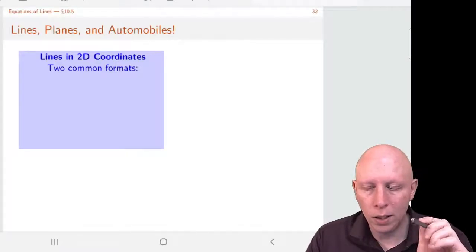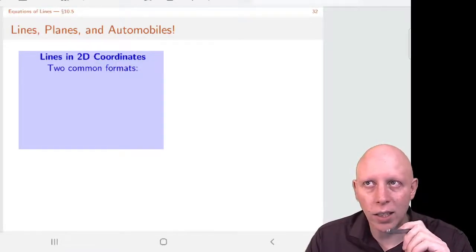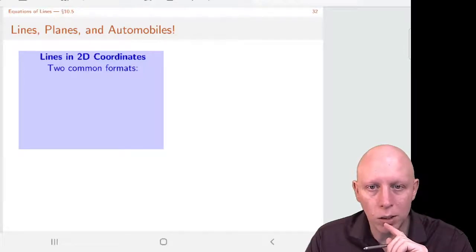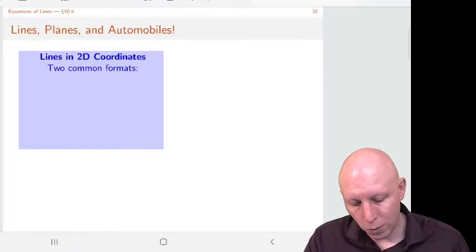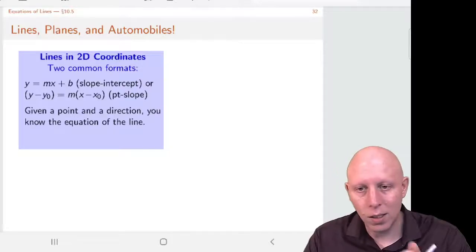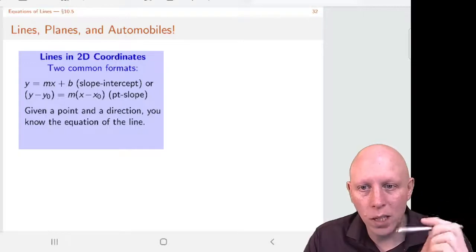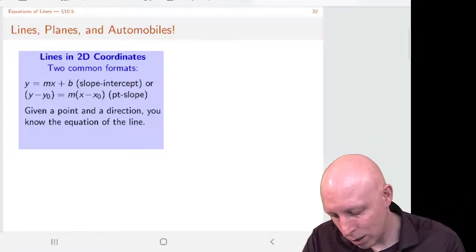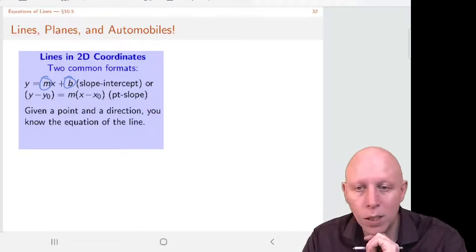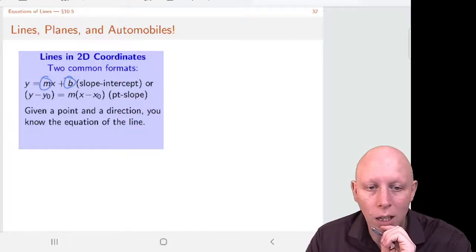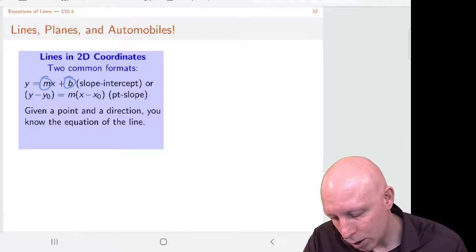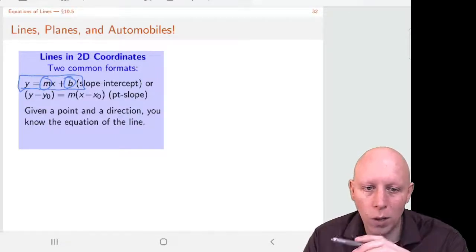Think about when you were writing the equation of a line in 2 dimensions, what did you do? Well, you probably used one of two different methods, right? So one way is slope-intercept. You're probably thinking y equals mx plus b, right? If you know the slope and the y-intercept, you can then write the equation of a line. And you see y equals, so this is writing y as a function of x.